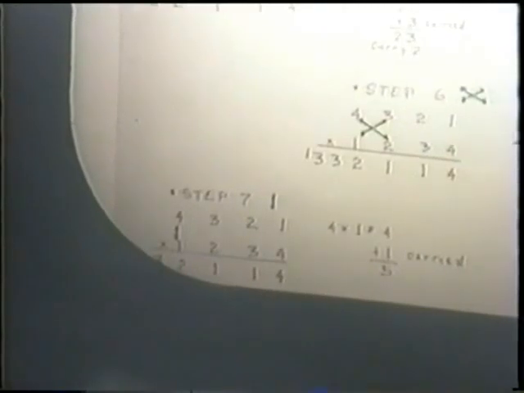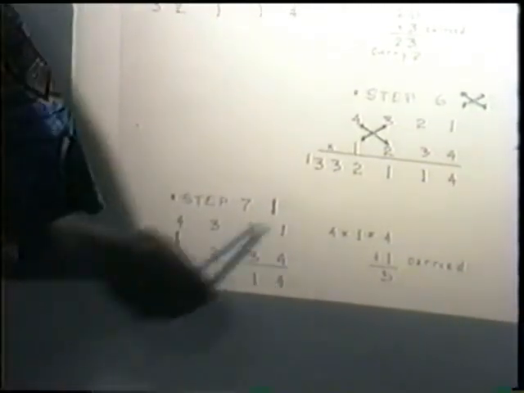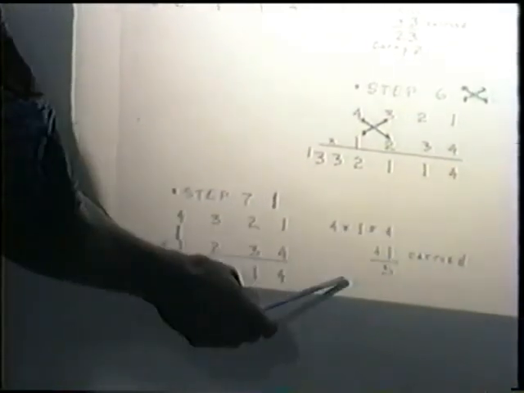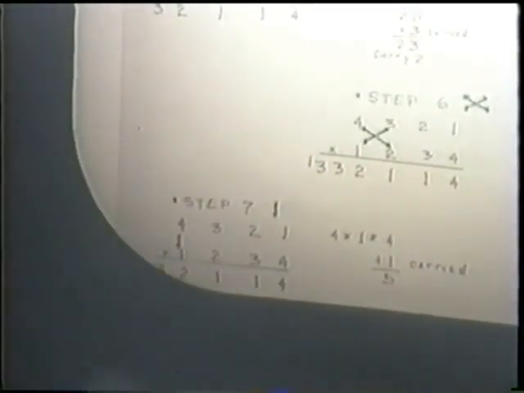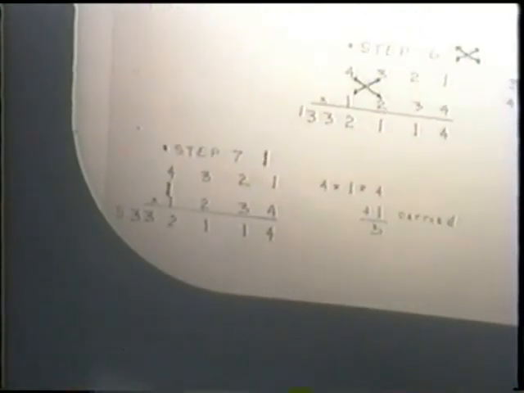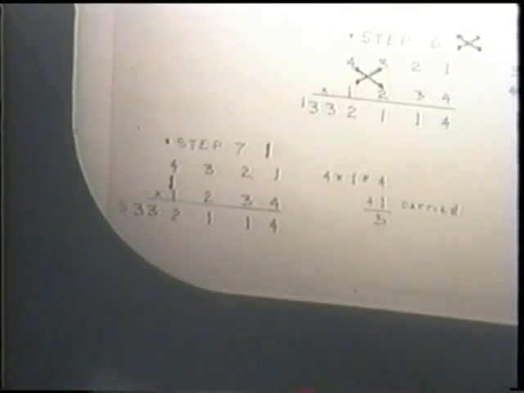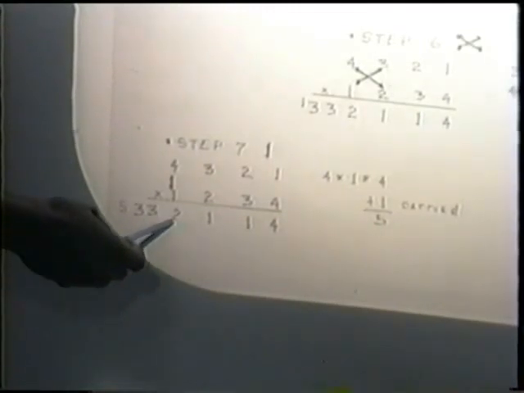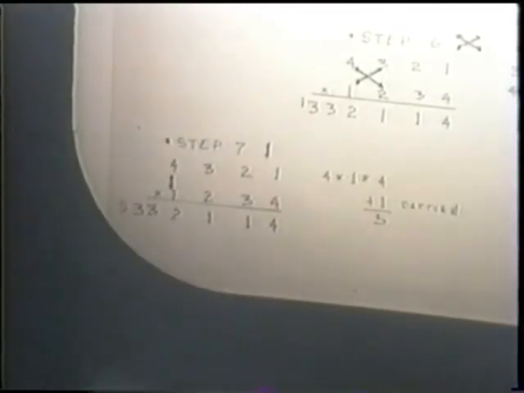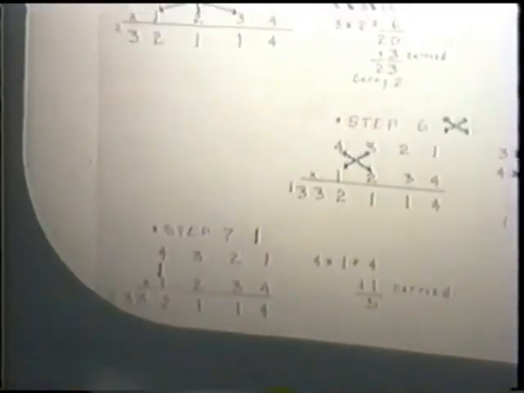Our last step is vertical. 1 times 4 is 4, and the 1 that we carried makes 5. So the answer to our problem is this. Move it up some so you can see it. The answer to our problem is 5,332,114. That's 4-digit multiplication.